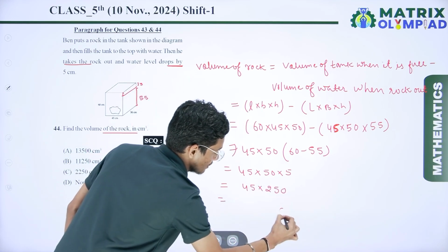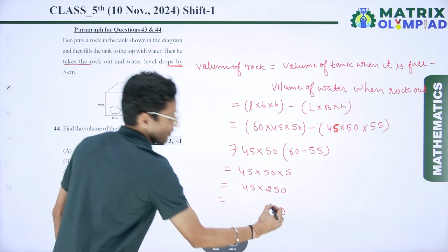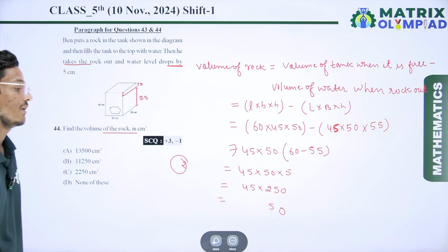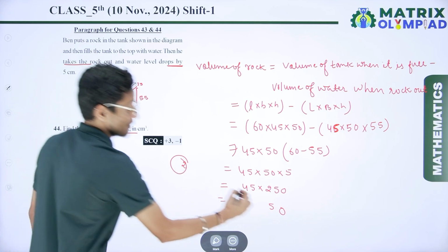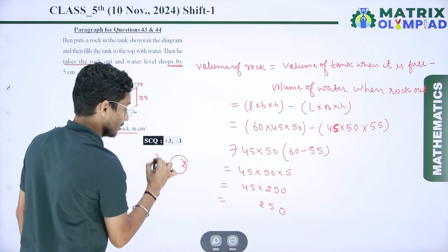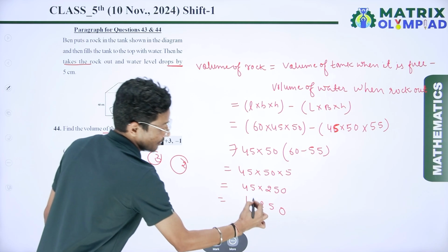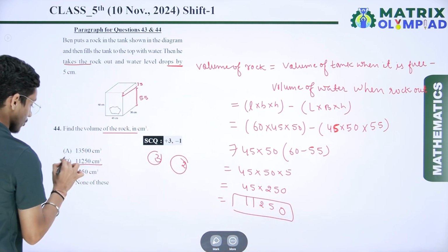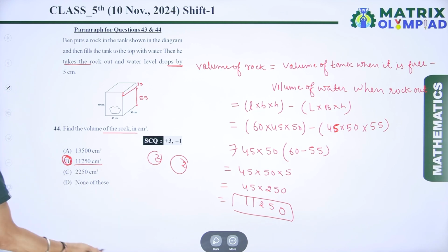So if I simplify here, I get 0 and 5 5 is 25, and we get carry 2. 5 2 is 10 and 5 4 is 20, 20 plus 10 is 30, 30 plus 2 is 32. Here we get carry again 3, 4 2 is 8, 8 plus 3 is 11. So here I get the answer that is 11250. So 11250 centimeter cube. So here option number B is the correct answer.